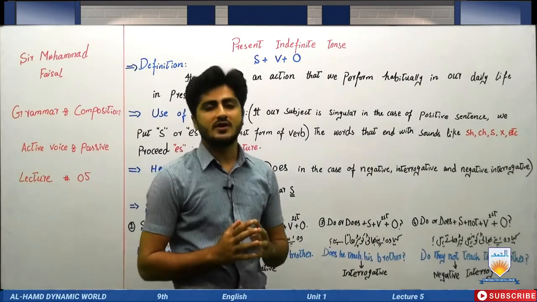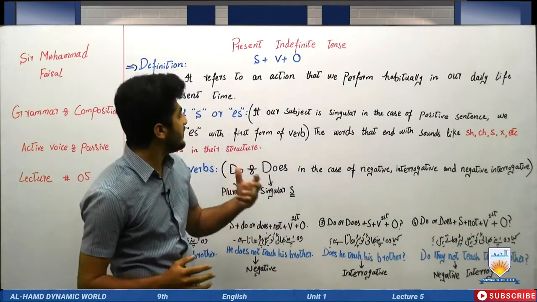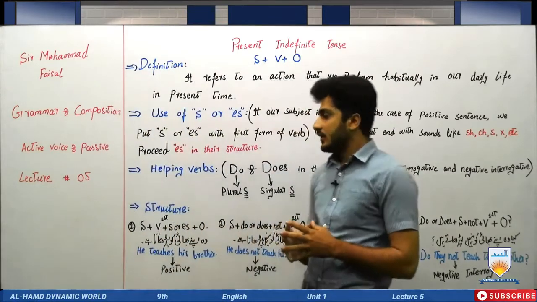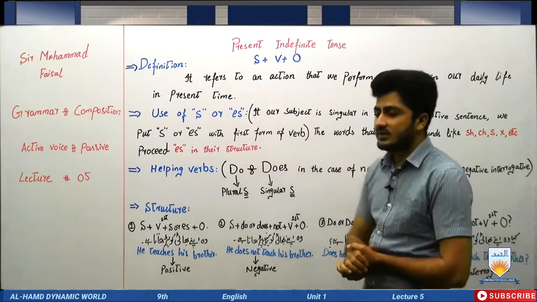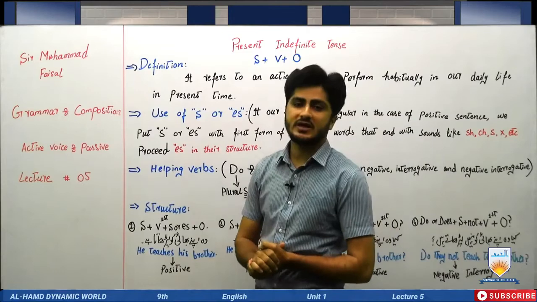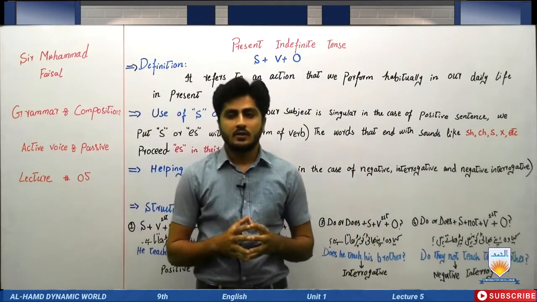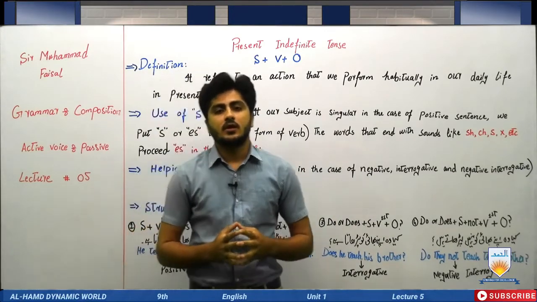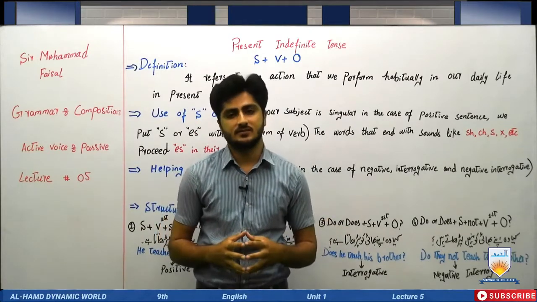Now let's move further towards our today's tense, present indefinite tense. Its definition: it refers to an action that we perform habitually in our daily life in present time. The actions we perform habitually fall under the category of present indefinite tense.